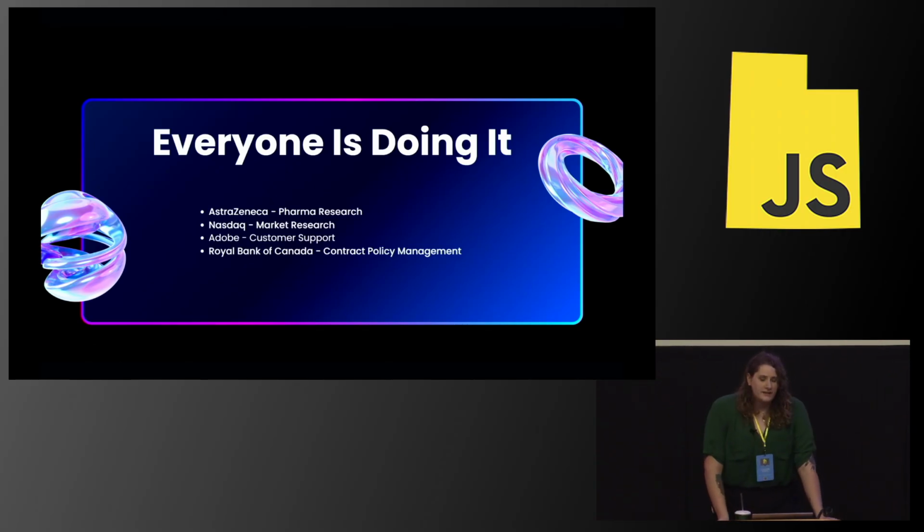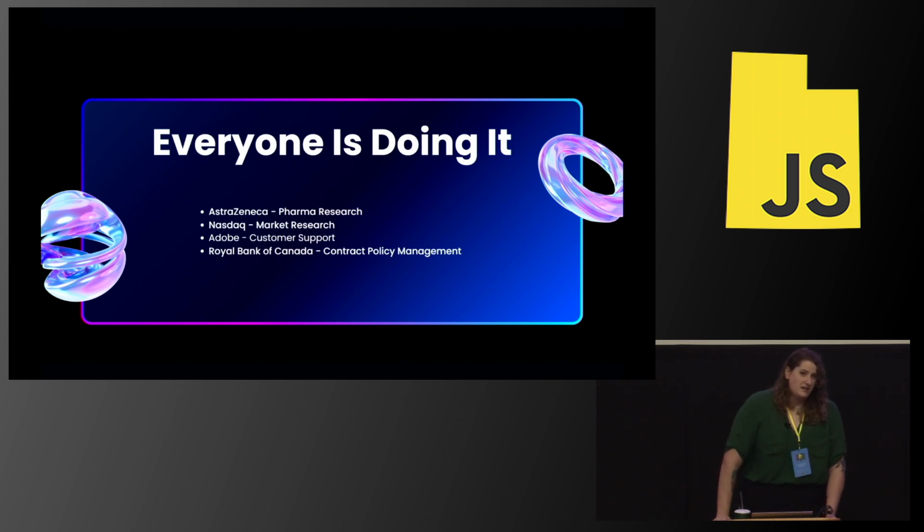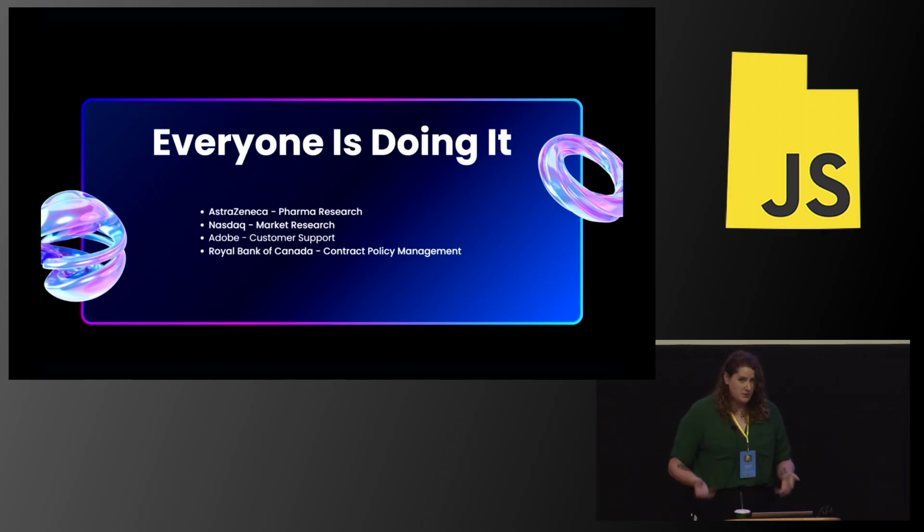Royal Bank of Canada uses it for contract policy management. From my understanding, they use it to go through almost a century's worth of contract data to find similar wording in contracts, where it's not necessarily the exact same words, but you want to find similar ones so that you can compare and contrast for new and upcoming ones, as well as finding other examples of it.